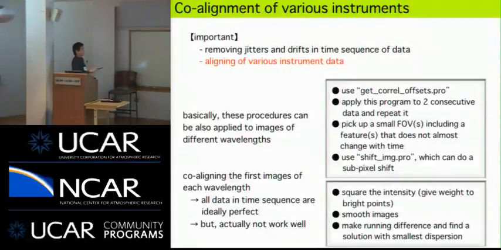And I go to the next one. Basically, these procedures can be applied to alignment of various instruments, so different data, I mean. Ideally, if we align the first images of each wavelength, all data will be expected to be perfect. But I note that things don't always go well.